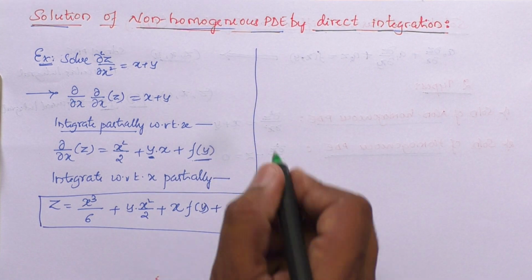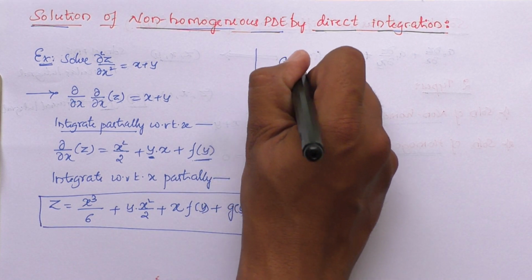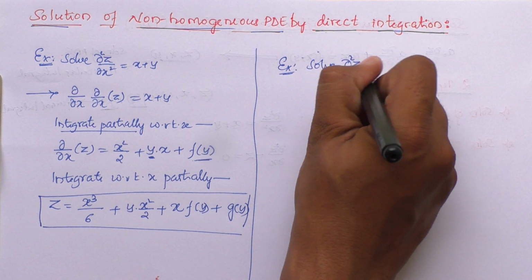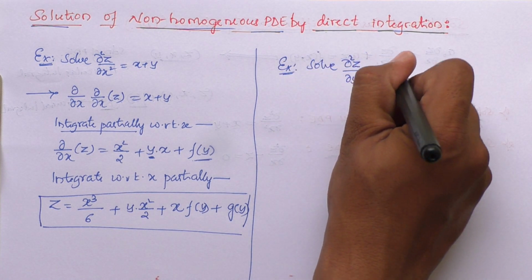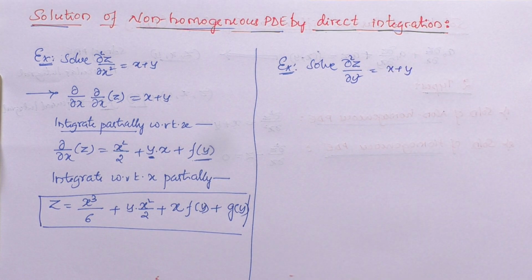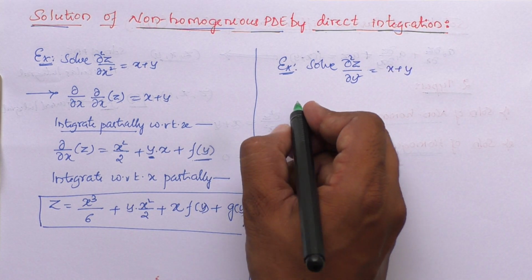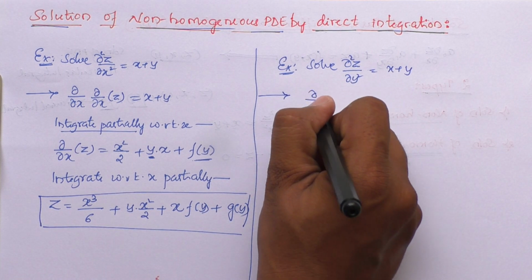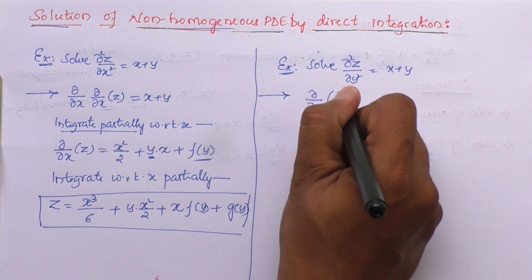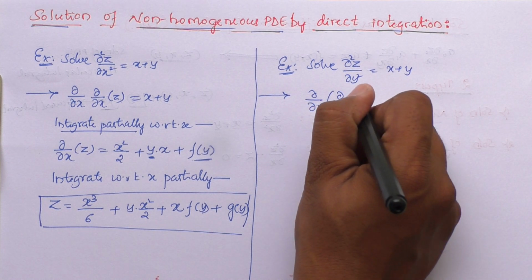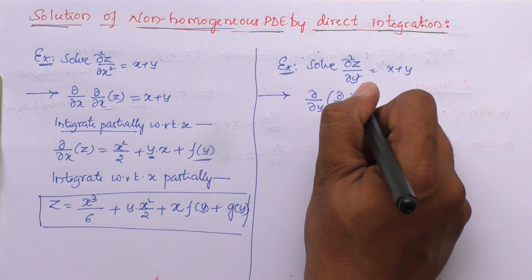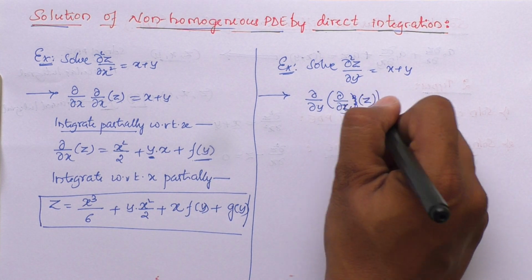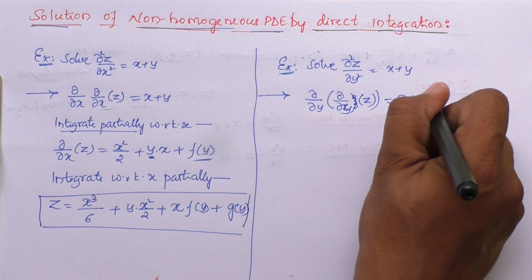So let us understand another one. A simple example, let us consider another simple example. Solve ∂²z/∂y² equal to x plus y. So in this case, how to solve it? Again, if you elaborate it, it can be written as ∂/∂y of ∂z/∂y. So that is equal to x plus y.